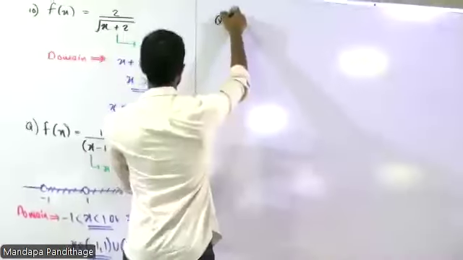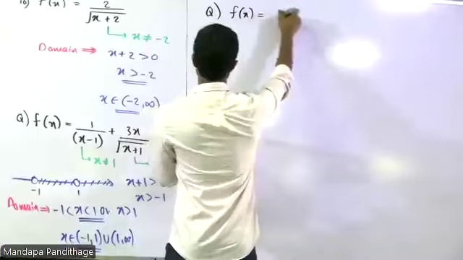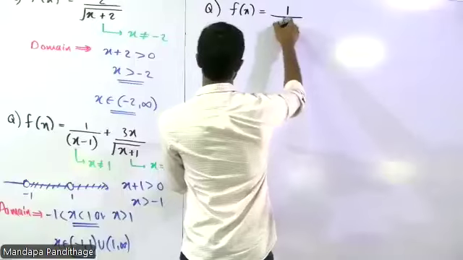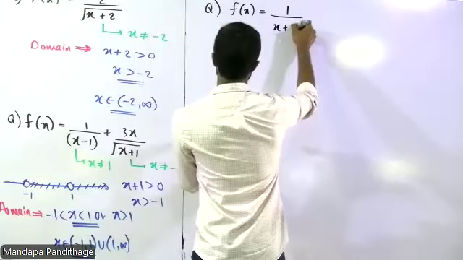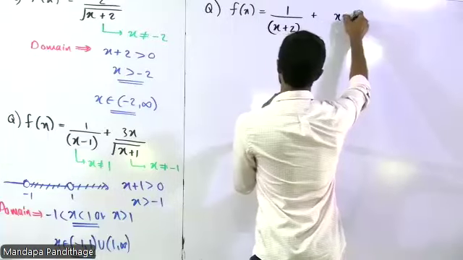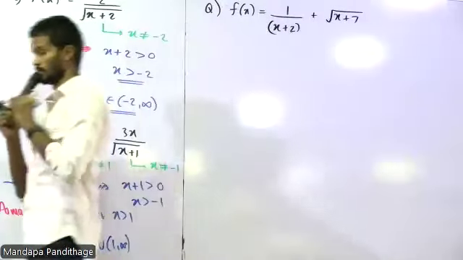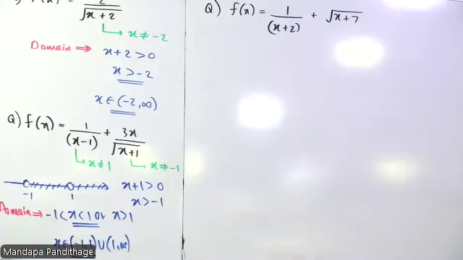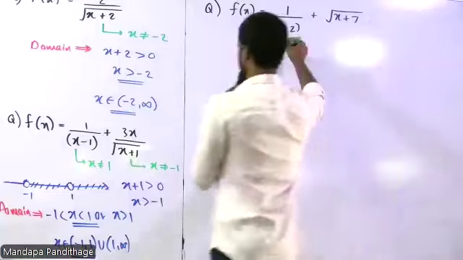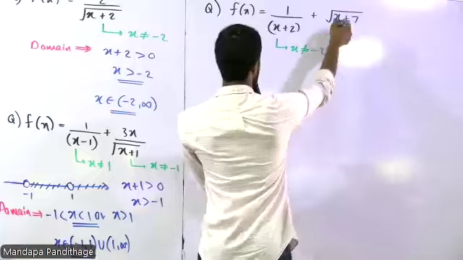Okay, then after this, do this one. f(x) is equal to 1 over x plus 2 plus the square root of x plus 7. Okay, find the domain of this one. Okay, so this one, there is a denominator. So when there is a denominator, it cannot be equal to 0. x is not equal to minus 2.